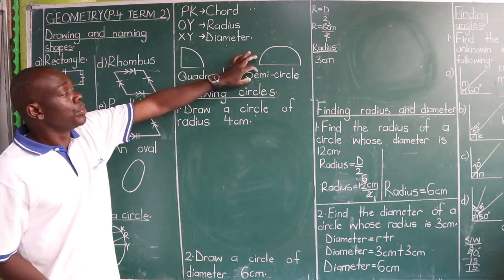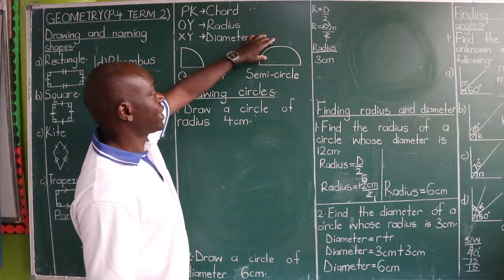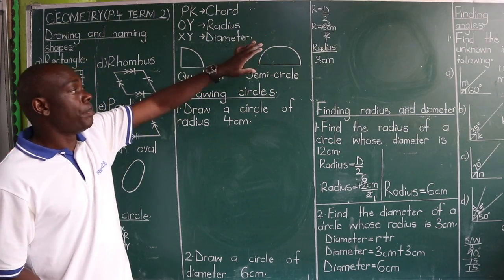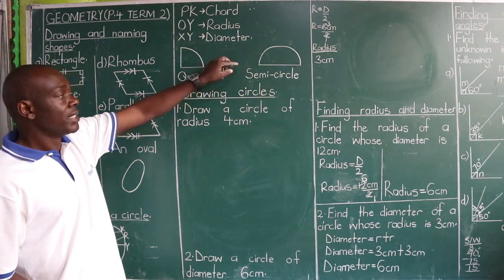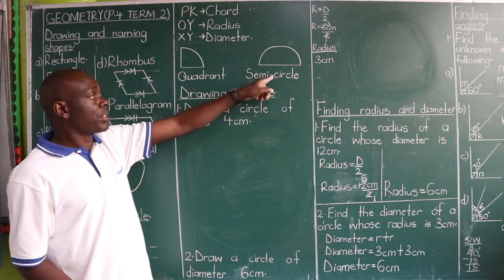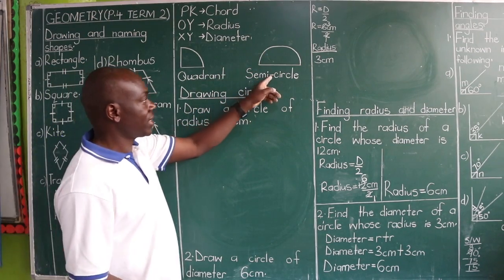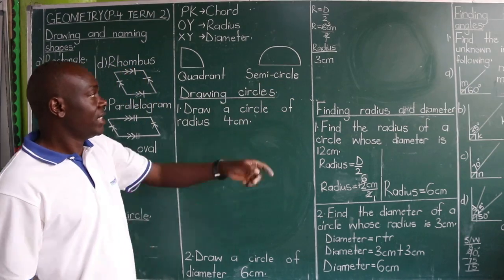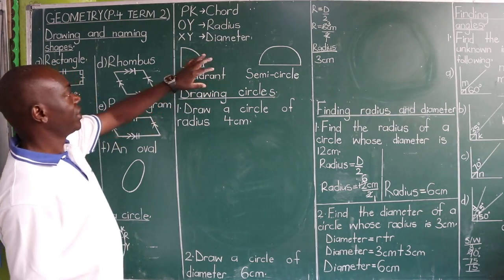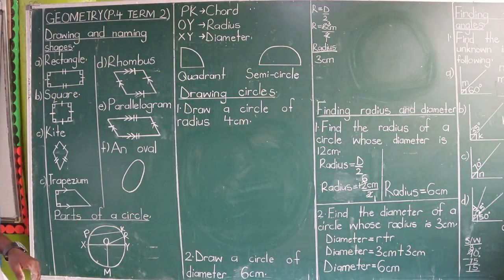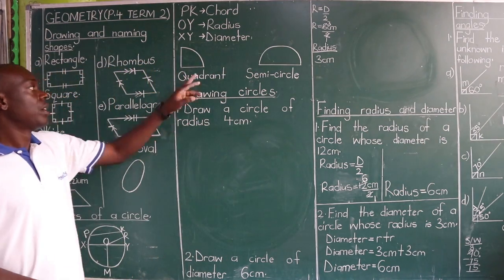Then we go to a semicircle. When a circle is cut into 2 equal parts, each of the 2 parts is called a semicircle. Look at the spelling. Semicircle: between semi and circle, put a hyphen. So spell S-E-M-I hyphen, it's like a minus. Then circle, C-I-R-C-L-E. Then quadrant, Q-U-A-D-R-A-N-T. A quadrant is a quarter of a circle, whereas a semicircle is a half of a circle.